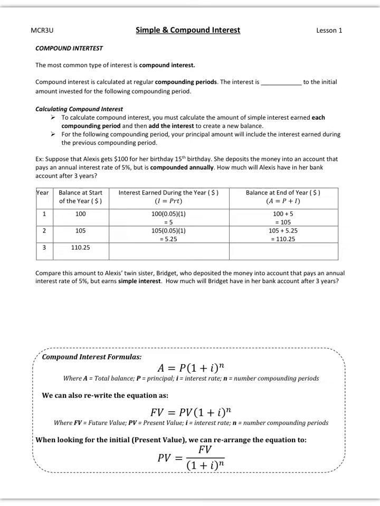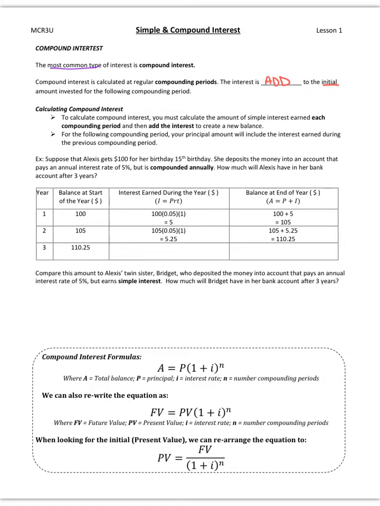Now we're going to take a look at compound interest, which actually is the most common type of interest earned. Compound interest is calculated at regular compounding periods. And what this means is that the interest at each compounding period is being added to the initial investment for the following compound period. So what this really means is to calculate this compound interest, we're going to basically be using simple interest earned each compounding period.